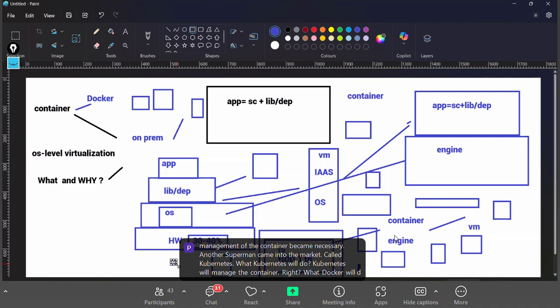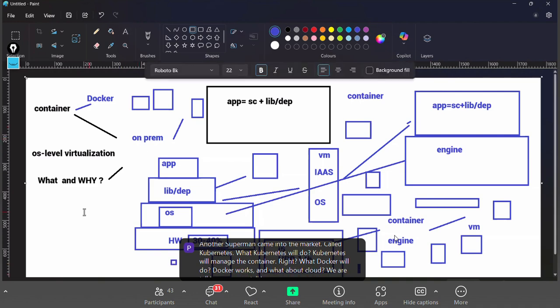What will Docker do? Docker works. And what about cloud? You are talking about cloud, sir. Why are you going there as of now?